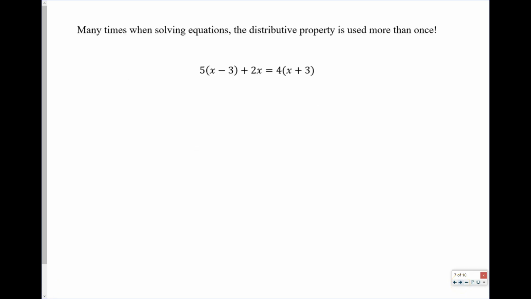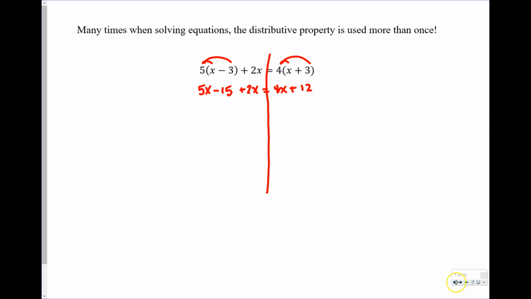Okay? So sometimes we got equations where we have to distribute on both sides. Don't be scared. It just means we have to do a little extra steps. So draw your line. Draw a long one for this problem, probably. We're going to distribute, and I distribute both at the same time. So I get 5x minus 15 plus 2x equals 4 times x is 4x, 4 times 3 is 12.